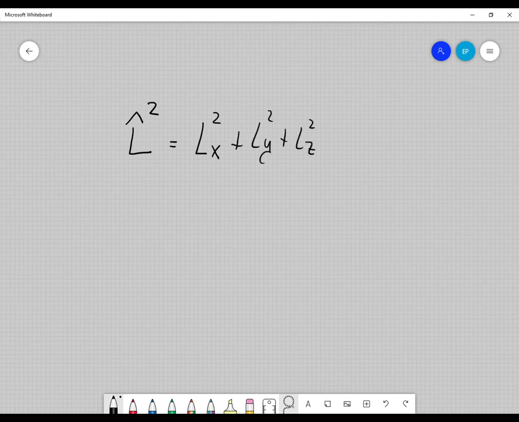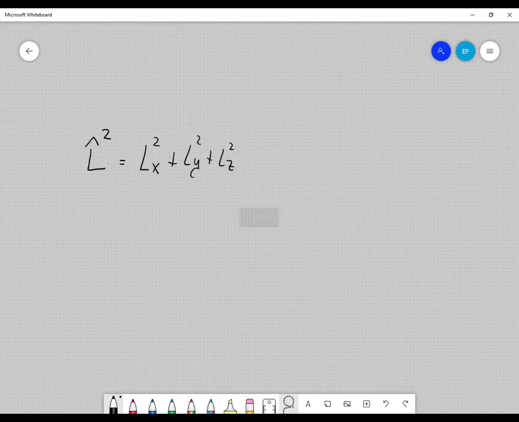In quantum mechanics, there is an important operator which is the angular momentum, but we will also see that there is another operator which is the square of the angular momentum. We will see why. The square of the angular momentum is defined as Lx squared plus Ly squared plus Lz squared. Let me zoom out a little bit.